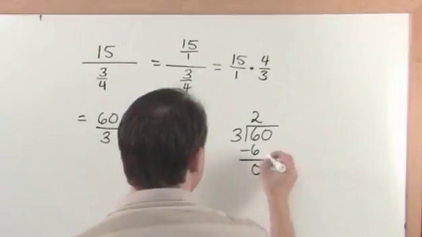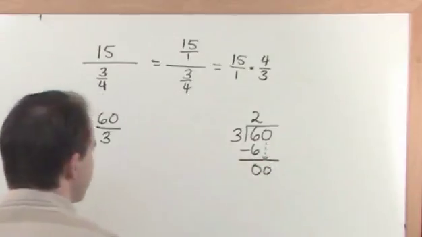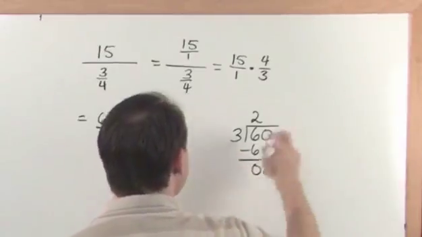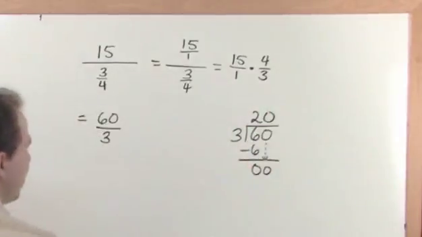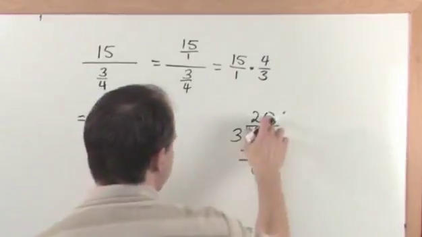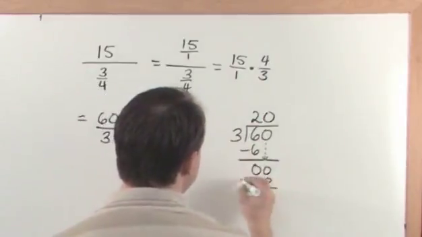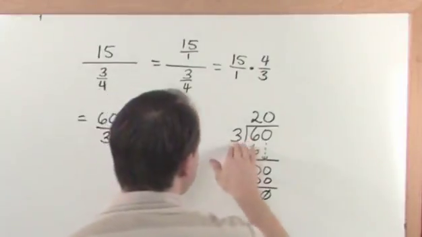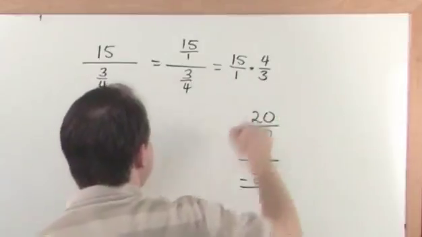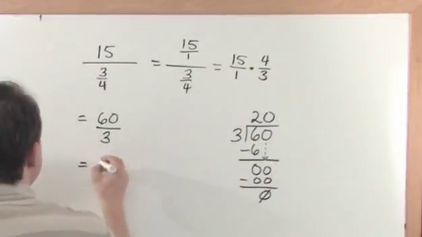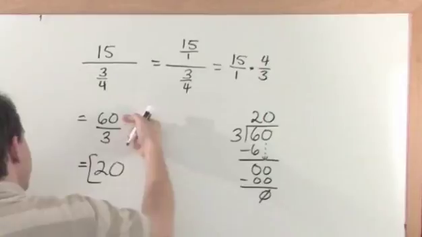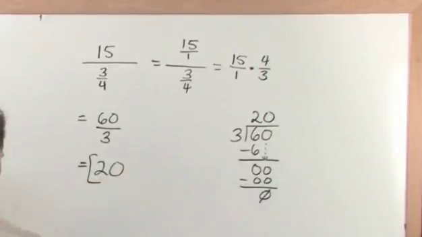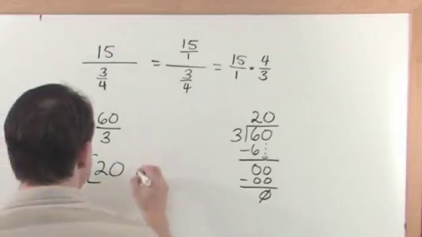6 minus 6 gives us 0, and then we drop down the other 0. 3 goes into 0 how many times? Well, it goes 0 times. 3 can't go into 0 at all. And 0 times 3 gives us 0. You subtract, you get 0. So you have a remainder of 0 here. So what I'm saying is 3 goes into 60 20 times exactly. So the answer is 20, because 60 divided by 3, when we simplify this, gives us 20. So the answer is 20 pieces.